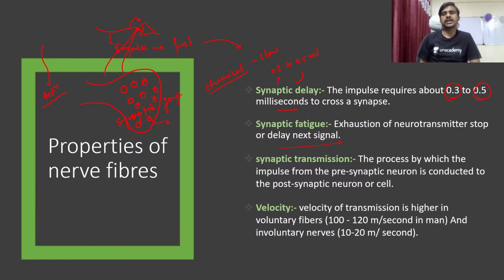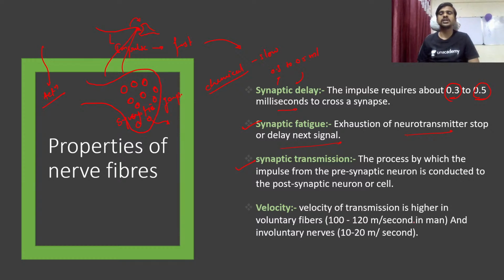मग हे जर वेसिकल राहिले नसतील तर काय होणार रे मित्रांनो? So the neurotransmitter release will stop because there is no availability or insufficient availability of neurotransmitter, and it will definitely delay the signal. That delay due to the unavailability of a neurotransmitter is called synaptic fatigue. Okay, so the process by which the impulse from a pre-synaptic neuron is conducted to the next neuron, that is the post-synaptic neuron, is called synaptic transmission.